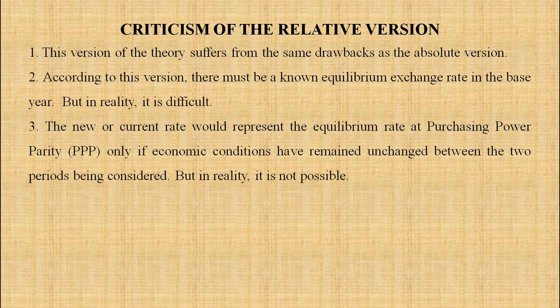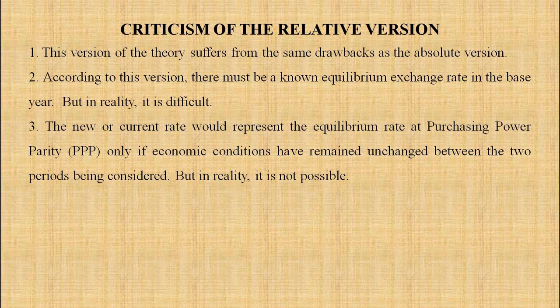Criticisms of the relative version. This version of the theory suffers from the same drawbacks as the absolute version. According to this version, there must be a known equilibrium exchange rate in the base year, but in reality it is very difficult. Next, the new or current rate would represent the equilibrium rate at purchasing power parity, that is Triple P, only if economic conditions have remained unchanged between the two periods being considered. But in reality, it is not possible.